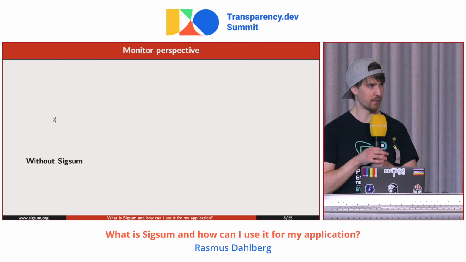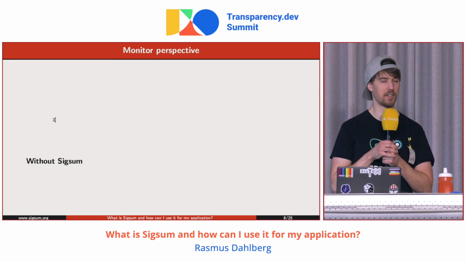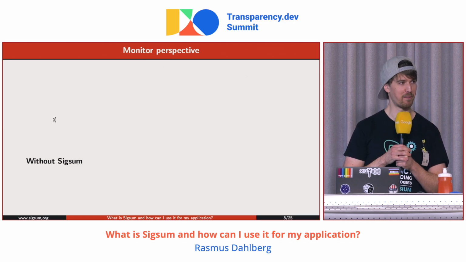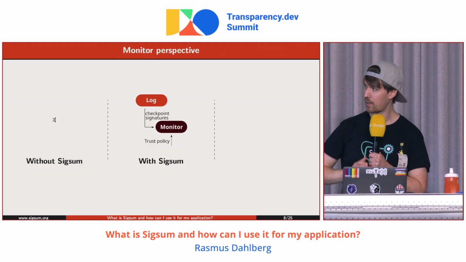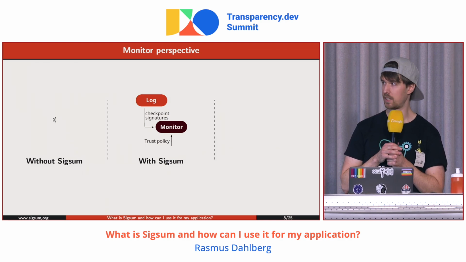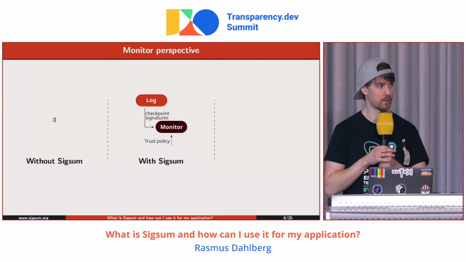Looking at the monitor, so great, we are now able to verify and enforce the logging. Now we also want to start detecting stuff. So without Sigsum, I put the sad face because we don't have a monitor. If you add Sigsum, then you can start enumerating this log and see for yourself what are the signatures that are out there for the public keys that you care about in your trust policy.